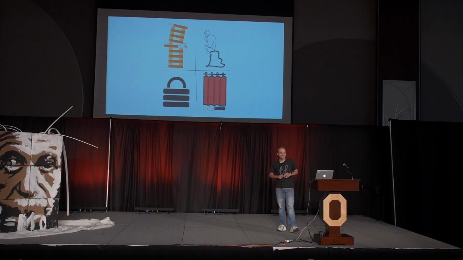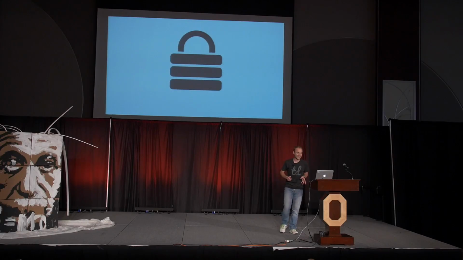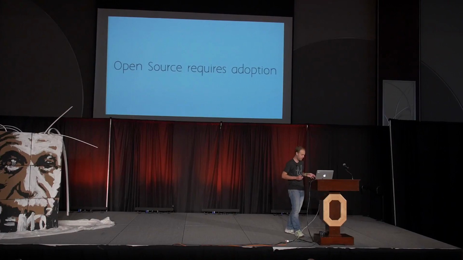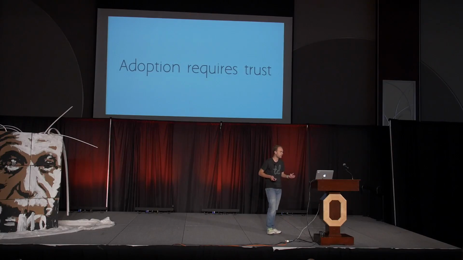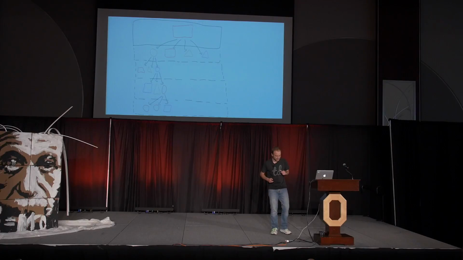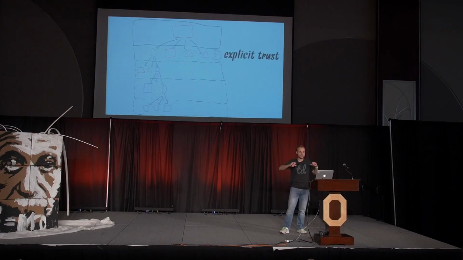So let's talk a little bit about trust. Open source is all about people sucking stuff in, adopting new libraries. But in order to get people to adopt your stuff, they have to trust that it's good, trust that it works. And when we talk about the application architecture of a given app, there's the explicit trust.